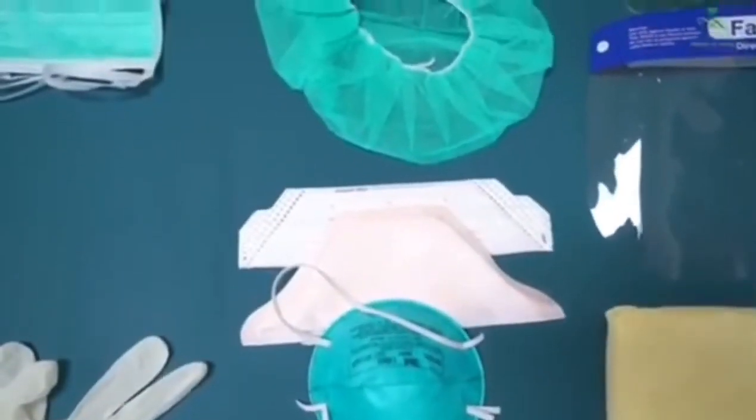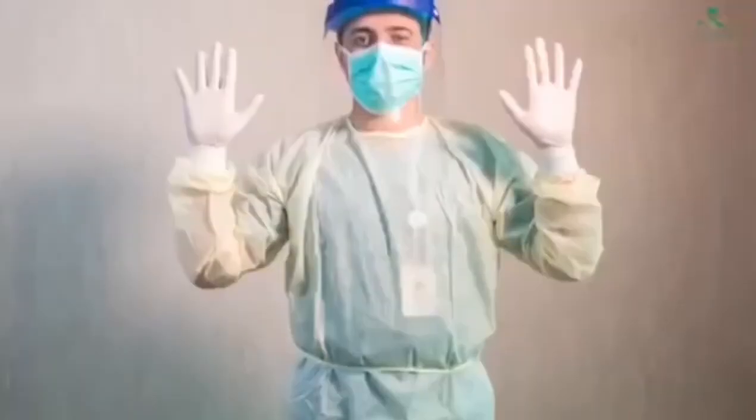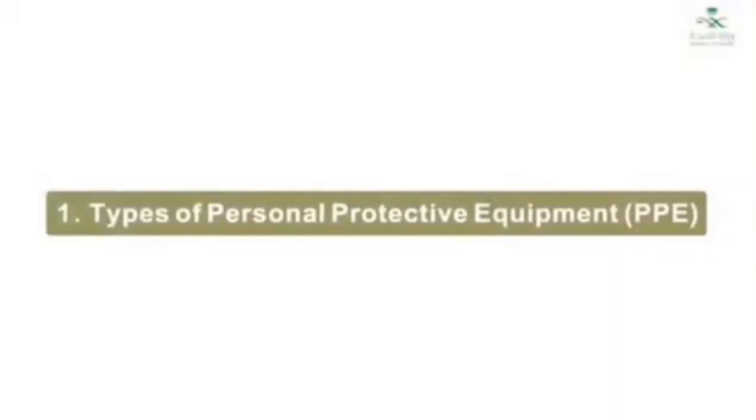Gloves, gowns, surgical masks, eye goggles, face shields, and respirator masks are all examples of PPE that may be worn in the provision of healthcare. Types of personal protective equipment, or PPE.